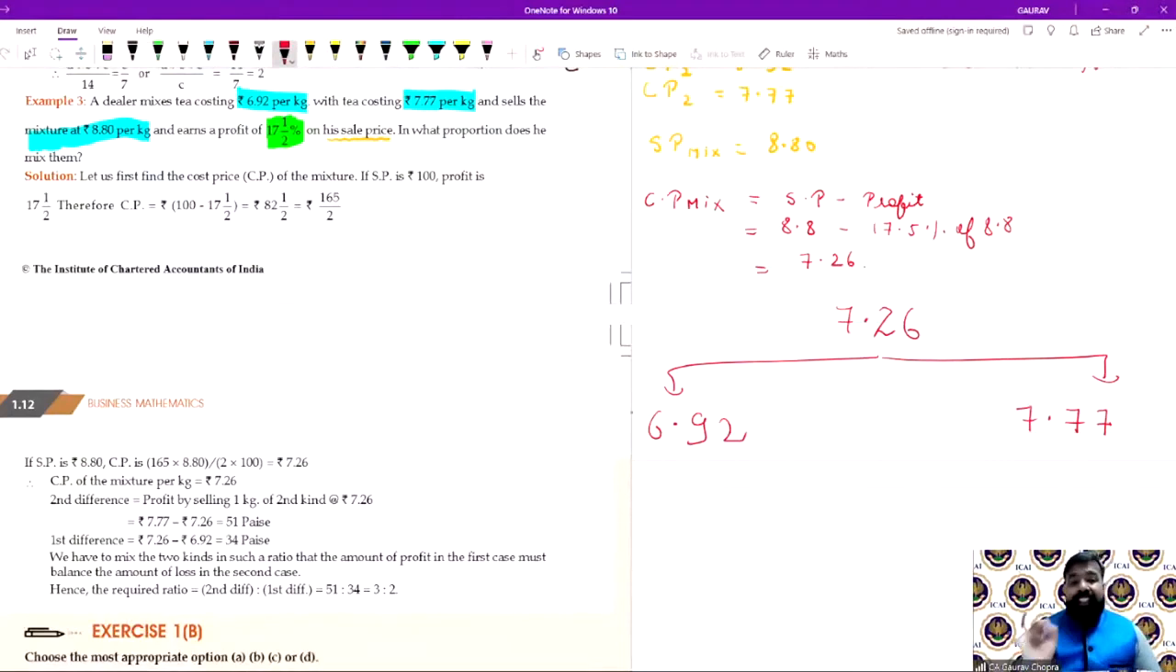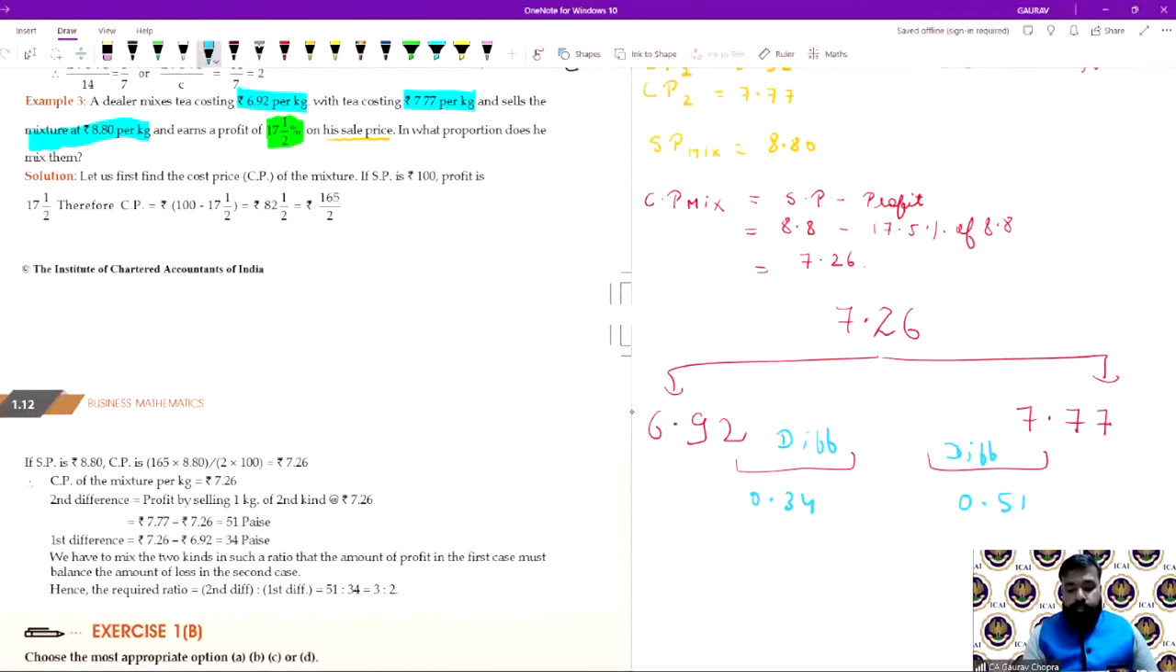Now, this is a trick, and this trick will be applicable in many chapters, even 4 to 5 chapters. This trick will help you out. So now we have to calculate the difference on both sides. No need to take the sign, just calculate the difference. So 7.26 minus 6.92, how much are we getting? 0.34. And here also 7.77 and 7.26, we are getting 0.51.